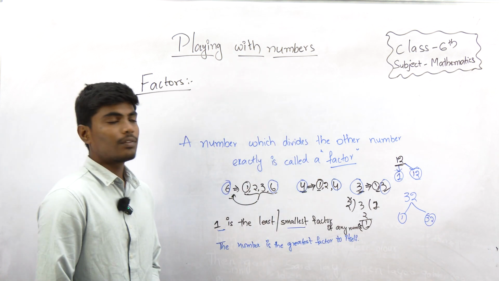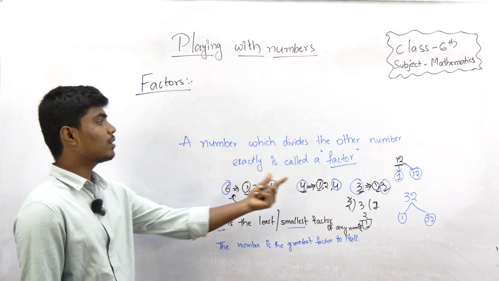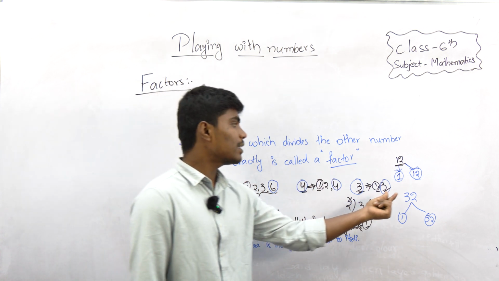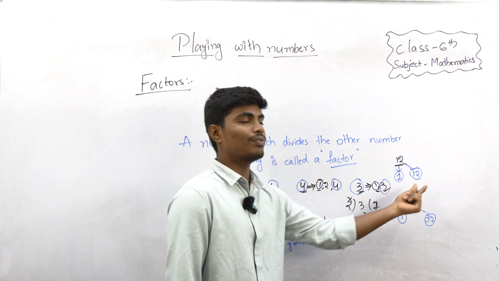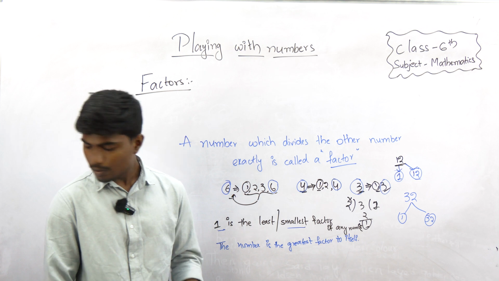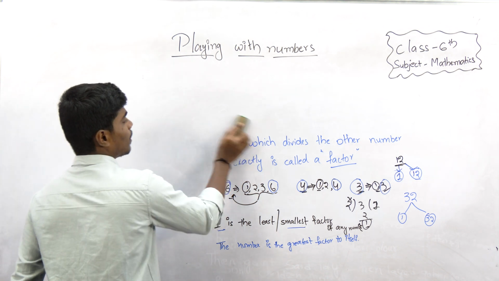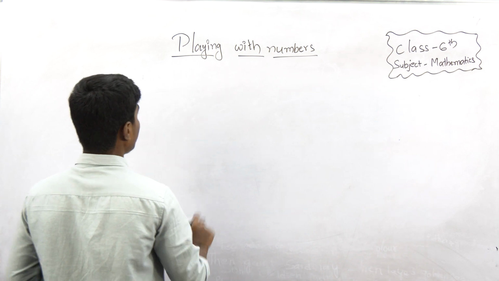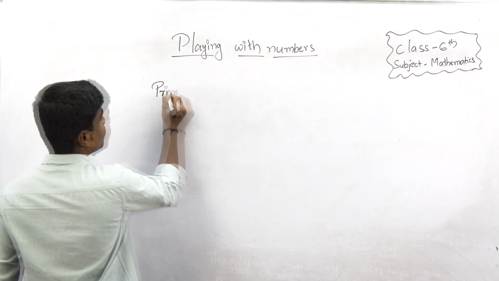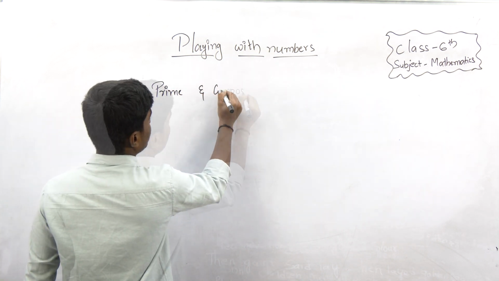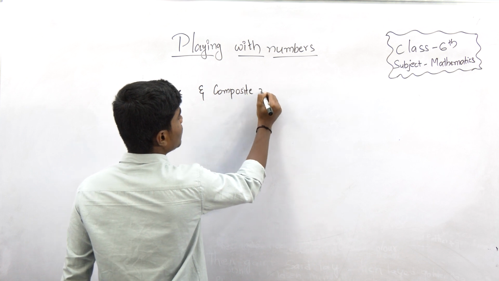Okay, we have discussed what factors are, and what the smallest factor and the greatest factor of a number are. Now let's discuss prime and composite numbers.